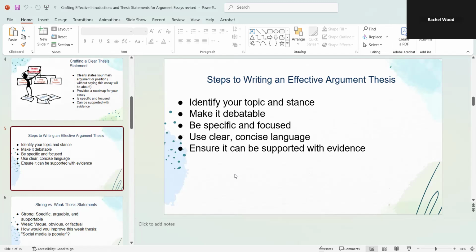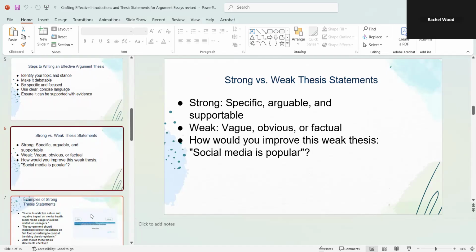One of the things that I have seen in all my years of teaching this course is that some students like to waffle, and you have to pick one side or the other. You can't switch between the two. Your language needs to be clear, it needs to be concise, and it needs to be able to be supported with peer-reviewed evidence.